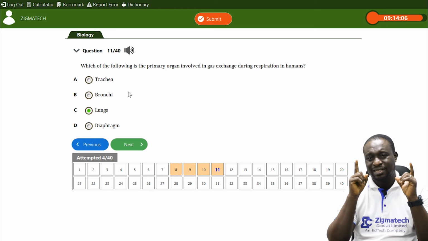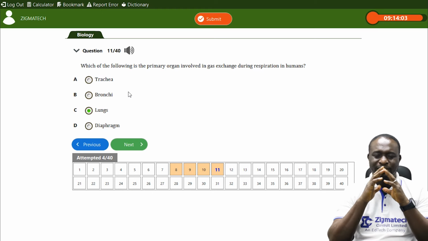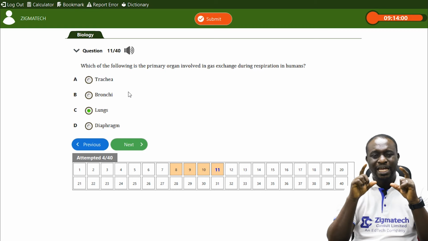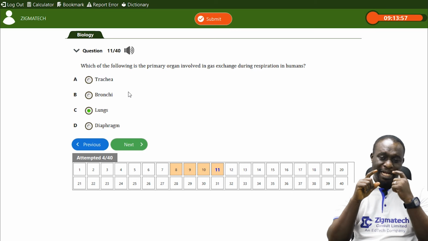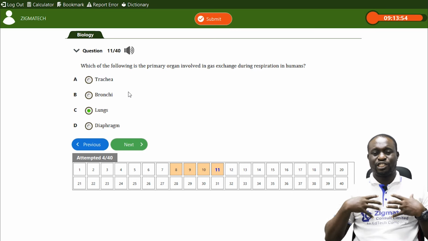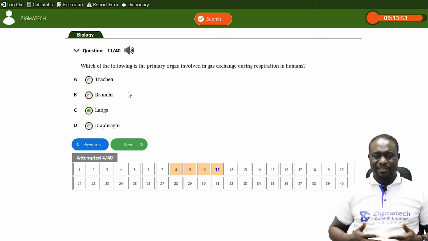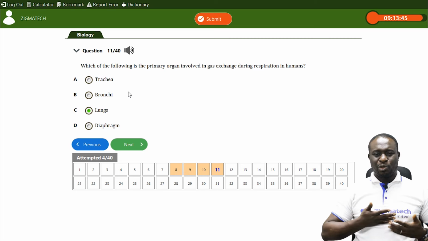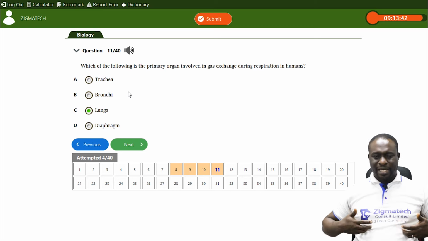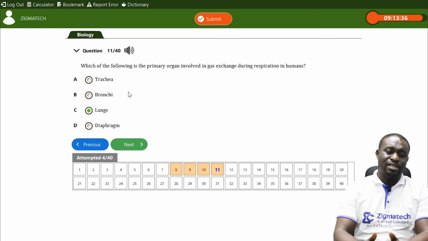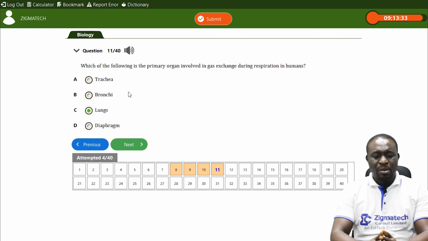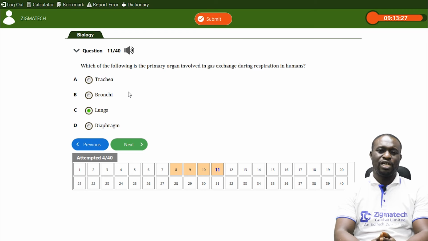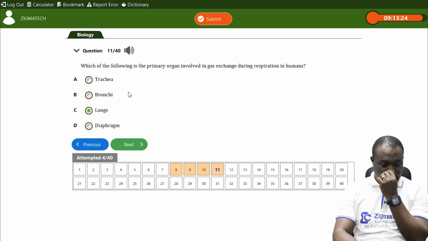So the correct answer is C. Now, option D says diaphragm. Diaphragm is actually a dome-shaped muscular wall that separates the thorax, which is the chest region, from the abdominal cavity. So it has nothing to do with it. The abdominal cavity is usually at the stomach area, just below the rib cage. So it is a dome shape, though it plays a major role during breathing in and breathing out of air. But the correct option that is involved in gaseous exchange during respiration in humans is actually the lungs.